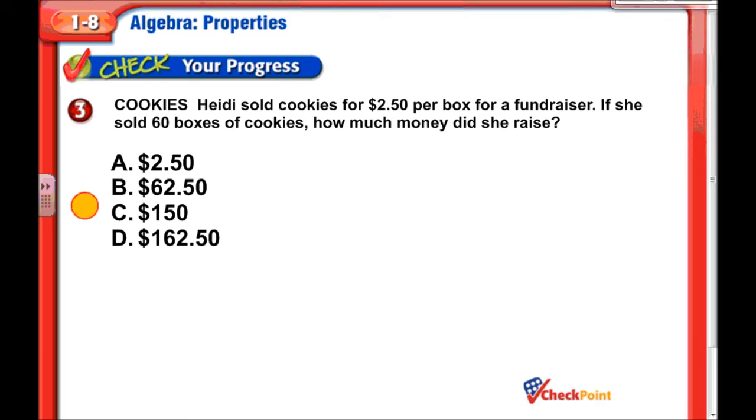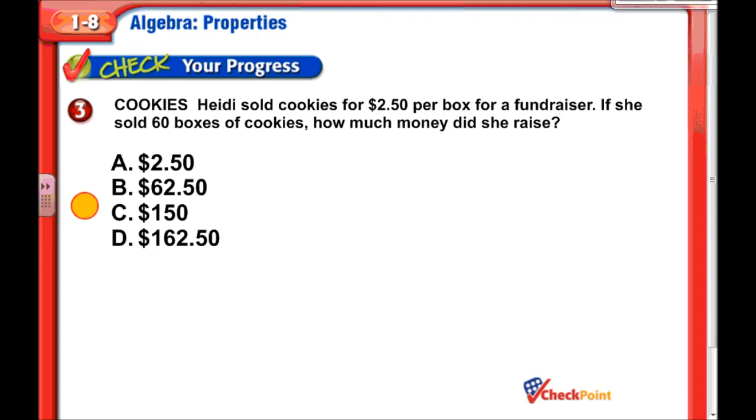Here we have Heidi. She's selling cookies for $2.50 per box for a fundraiser. If she sold 60 boxes, how much money did she raise? Well, it seems to me they're trying to get us to use that method that I just finished on the previous slide, where we're able to do this mentally. Well, let's see if we can do that.